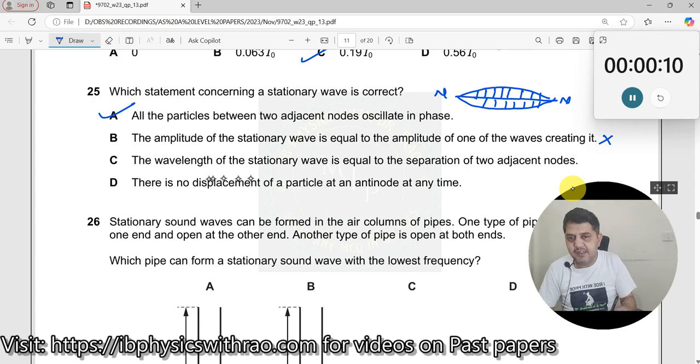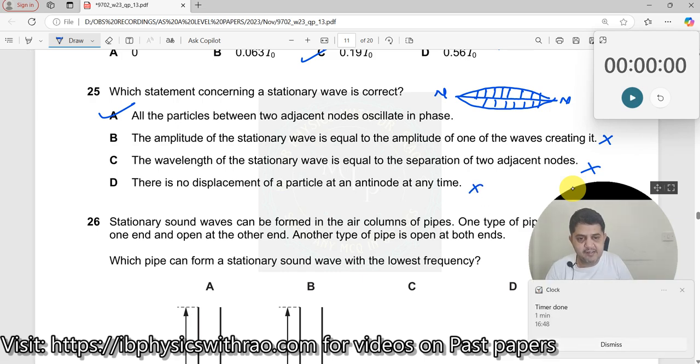The wavelength of the stationary wave is equal to the distance between two adjacent nodes. No. There is no displacement of a particle at an antinode at any time. No, antinode is the one where the particle vibrates to a larger extent. Okay, so this is also incorrect. The right answer is A.